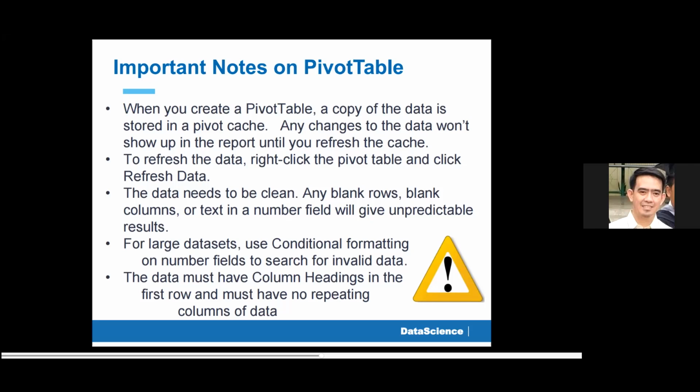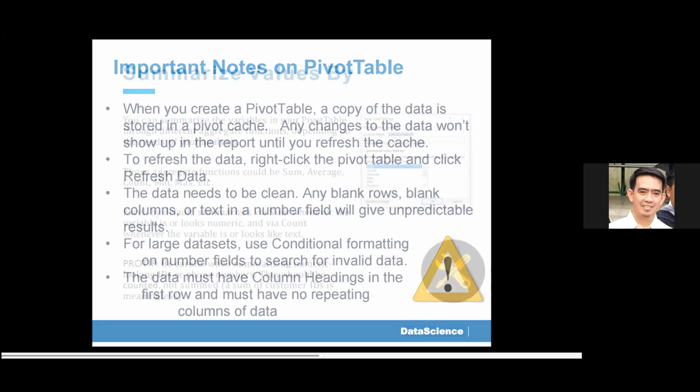You know, that should be the first row and must have no repeating columns or data. Hindi pwedeng yung heading mo ay nasa first row at saka sa second row. Hindi pwedeng halimbawa monthly sales, yung monthly nasa first row, yung sales nasa second row. Hindi pwedeng ganon. It should only be one column. That's why we call it the column heading. So it should only be contained in a single column, just like what we have shown a while ago.